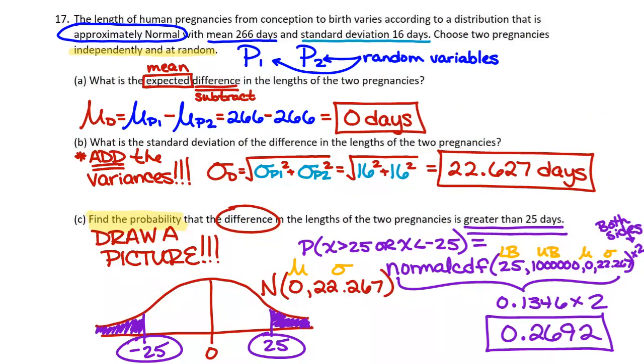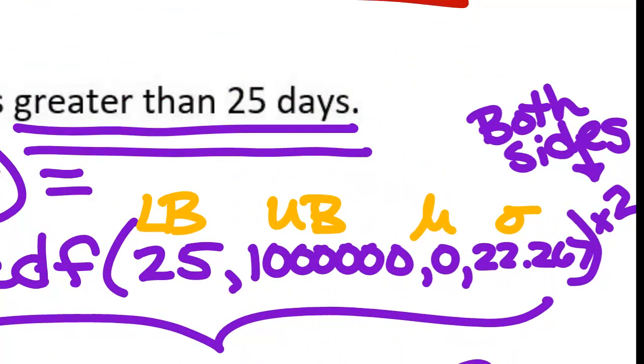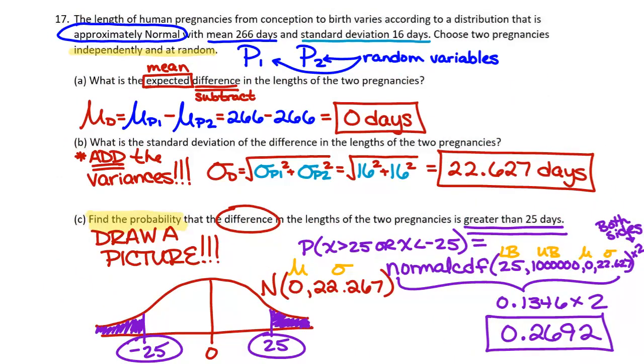Yes. 627 instead of 267. I switched my numbers around. Thank you. 627. Thank you for catching that. I transposed my numbers.